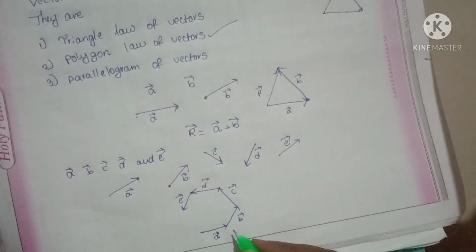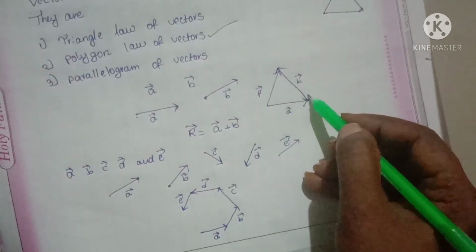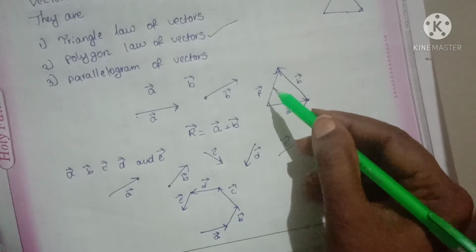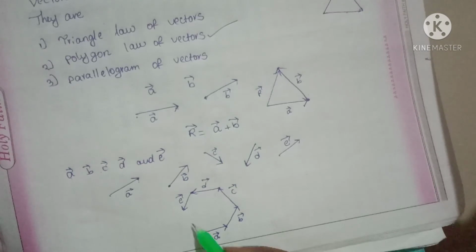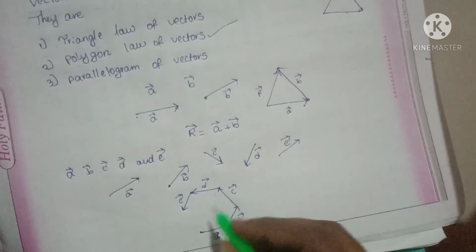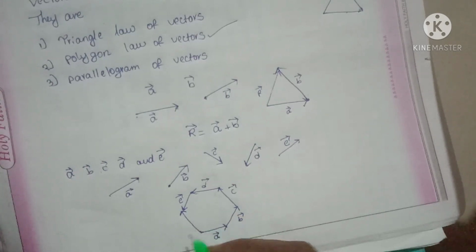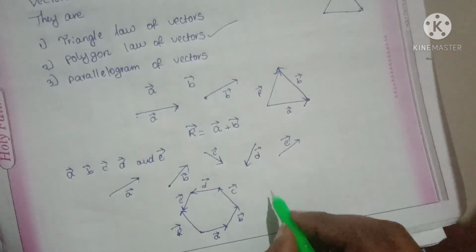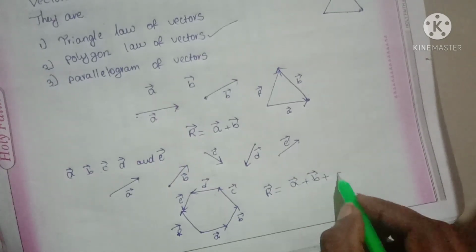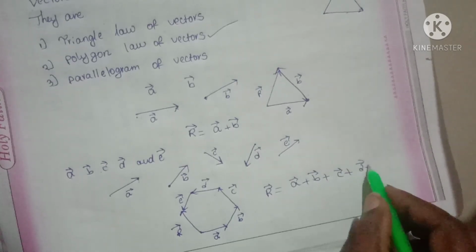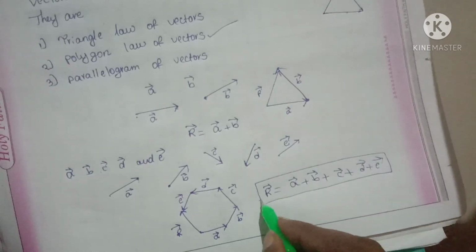Next, what is the resultant here? Same as before: the resultant is given by the closed side. Here the polygon is actually open, so we have to close it in the reverse manner. This closing side represents the resultant. So R equals A bar plus B bar plus C bar plus D bar plus E bar. Like that we can add vectors by the polygon law of vectors.